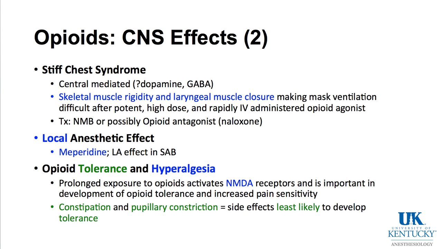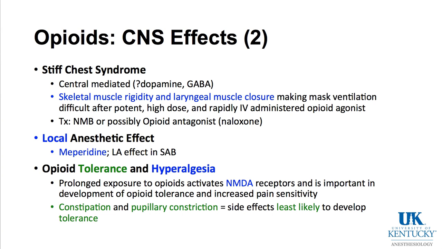And if you do give it and get this skeletal muscle rigidity and laryngeal muscle closure, neuromuscular blockade can reverse it and relax it. And naloxone can actually antagonize it. However, giving naloxone would also antagonize your opioid analgesia. Meperidine actually has a local anesthetic effect, and when given in the subarachnoid space can act like our local anesthetics that we normally put in the subarachnoid space. However, that is not done very frequently anymore.